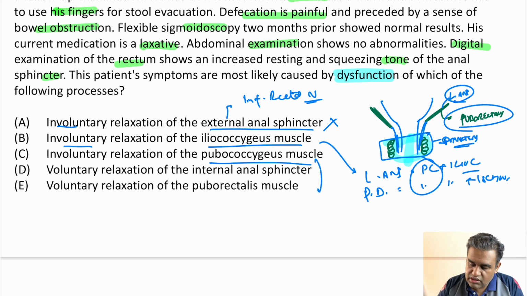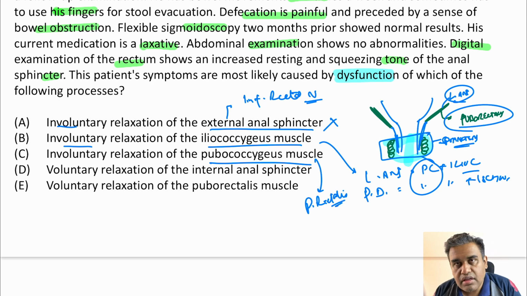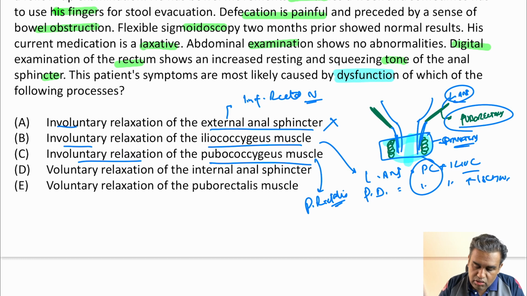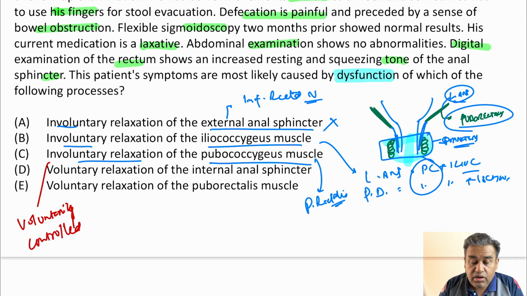Pubococcygeus is what forms the puborectalis sling, as we call it. But involuntary relaxation, no. See, it is all about voluntary. These are all voluntarily controlled. Understand this part. Voluntarily controlled.